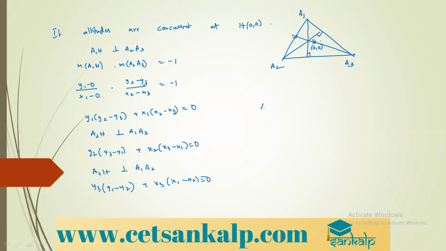So in the determinant which they gave, the whole column 3 will be 0. That means the determinant is equal to 0. So I can say altitudes are concurrent. Option D can be taken.